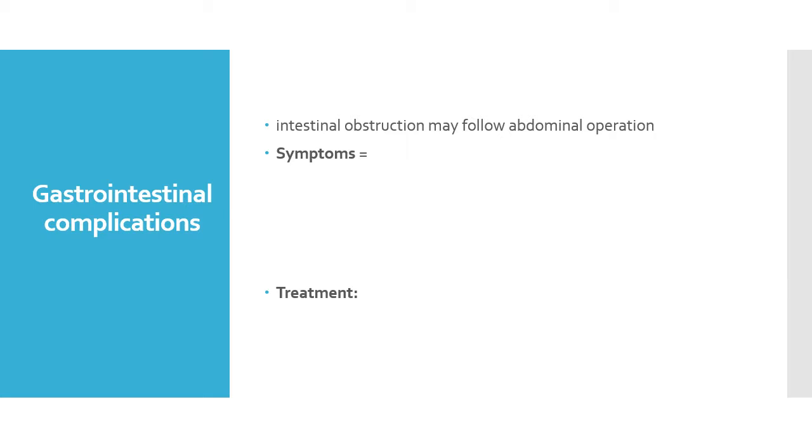Gastrointestinal complications. This can be intestinal obstruction, which may follow an abdominal operation. So what are symptoms of gastrointestinal complications? They're going to complain of abdominal pain. They could have hyperactive bowel sounds, vomiting, no bowel movement, abdominal distension. Treatments are usually going to involve your NG tube. If it's constipation, they may increase the laxatives.